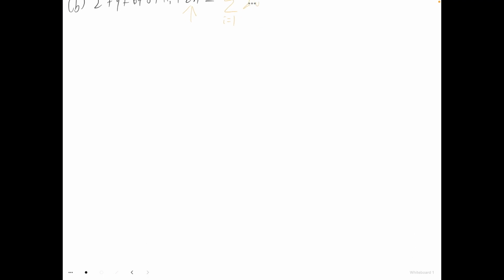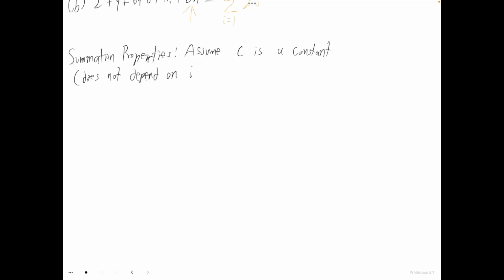Okay, now there are a few properties to be aware of when it comes to summations. These are called the summation properties. We're going to assume c is a constant. All that means is it does not depend on i. So this is just like in derivatives, like if we have 2 times x, the 2 is kind of unaffected by taking the derivative of 2 times x. You just pull it out. We're going to see basically the same thing happens here.